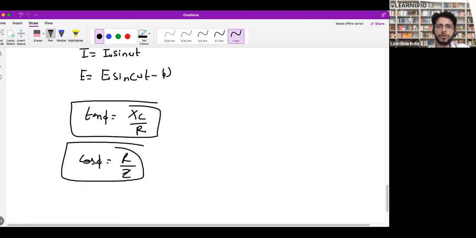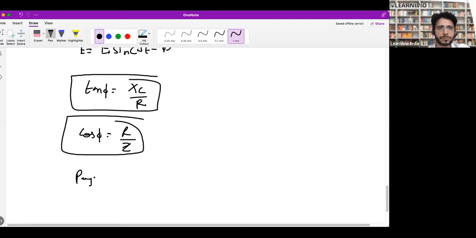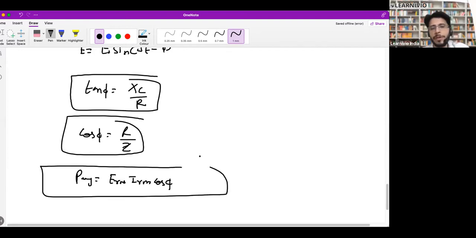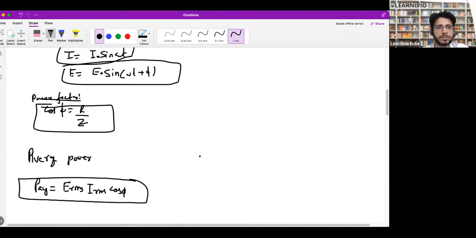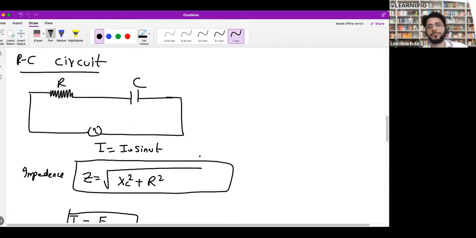Similarly, average power is E RMS, I RMS cos phi. So once you know the LCR circuit, you can make the RL circuit, the RC circuit, and you can even make the LC circuit by putting R equal to 0. So this was done, just note it down. Don't forget the phasor diagram. Phasor diagram is very, very important.